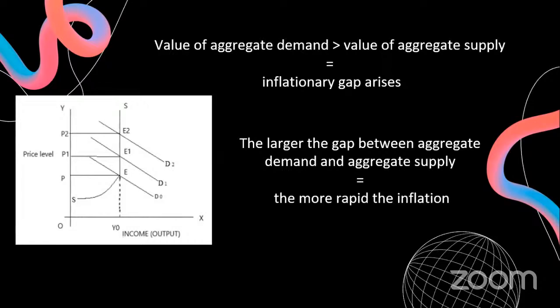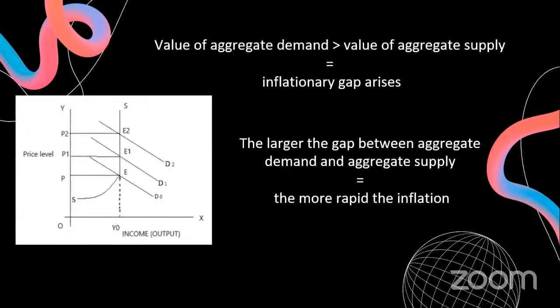When the value of aggregate demand exceeds the value of aggregate supply at the full employment level, the inflationary gap arises. The larger the gap between aggregate demand and aggregate supply, the more rapid the inflation. Given a constant average propensity to save, rising money incomes at the full employment level would lead to an excess of aggregate demand over aggregate supply and to a consequent inflationary gap. Thus, Keynes uses the notion of the inflationary gap to show an inflationary rise in the prices.